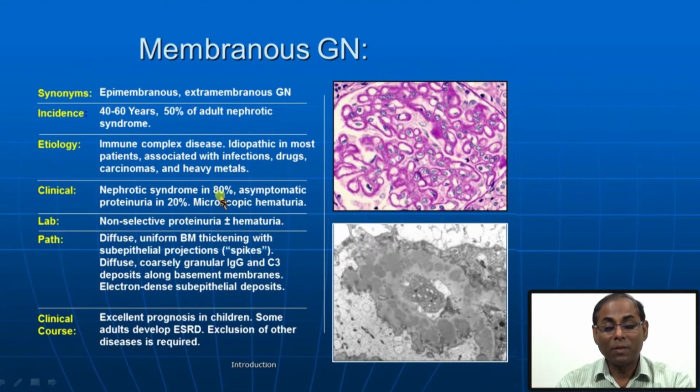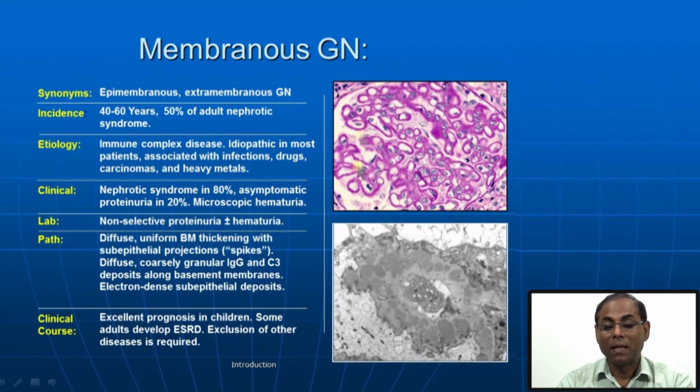Now clinically, the majority of them present as nephrotic syndrome, and asymptomatic proteinuria is seen in 20% of these cases, and in a smaller subset of cases they may be associated with some microscopic hematuria, but the major presentation is nephrotic syndrome. And here there is non-selective proteinuria, because as I explained to you, only albuminuria comes in mild podocytic damage. Here the basement membrane damage is quite marked, and that's why you get massive non-selective proteinuria.